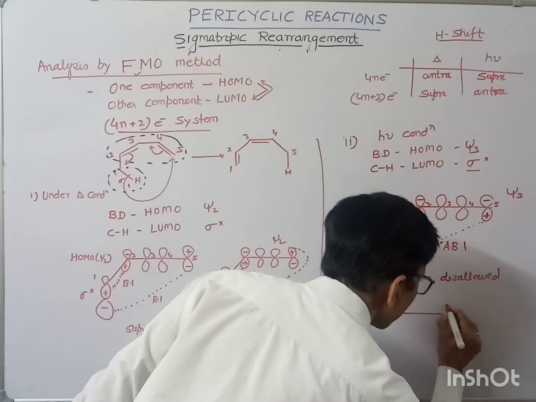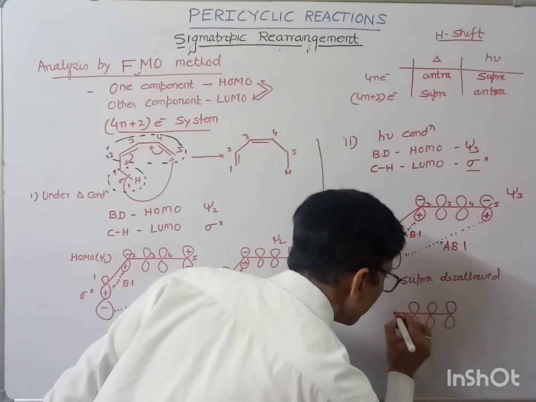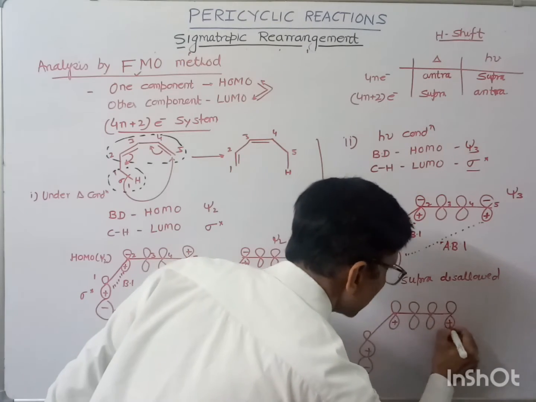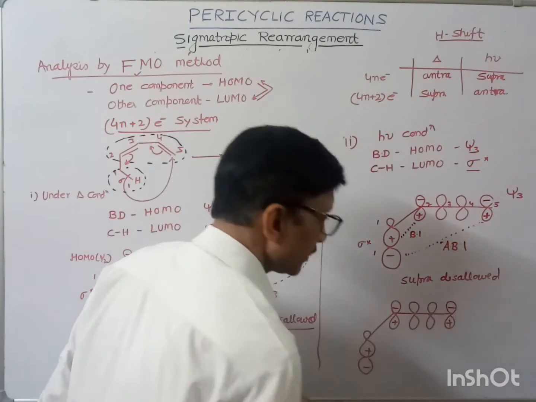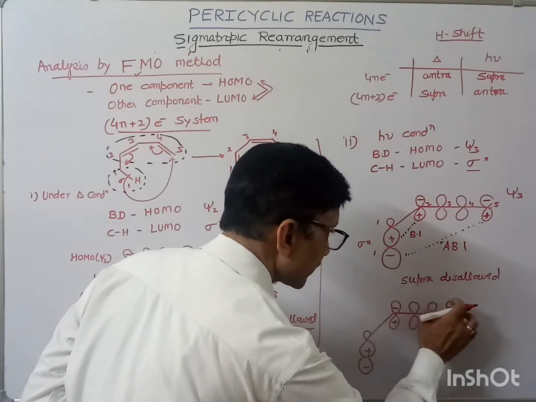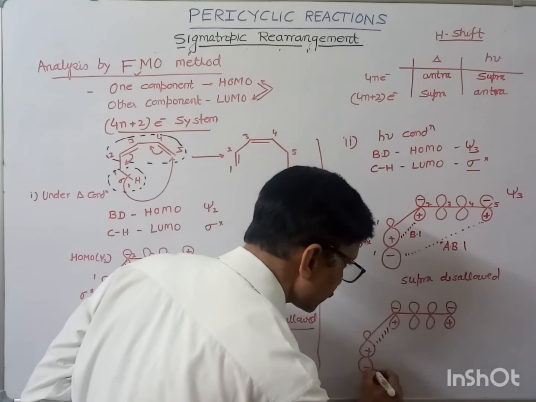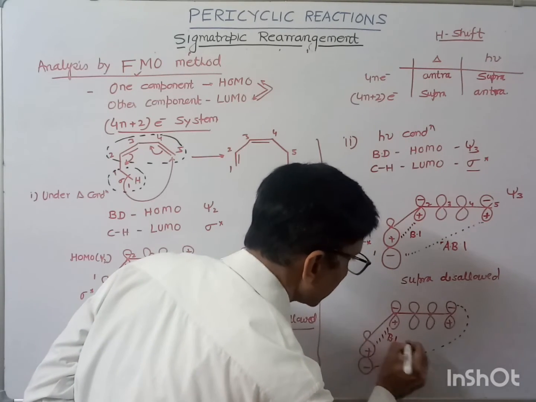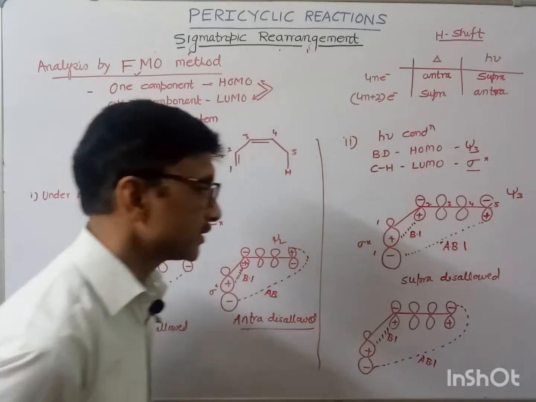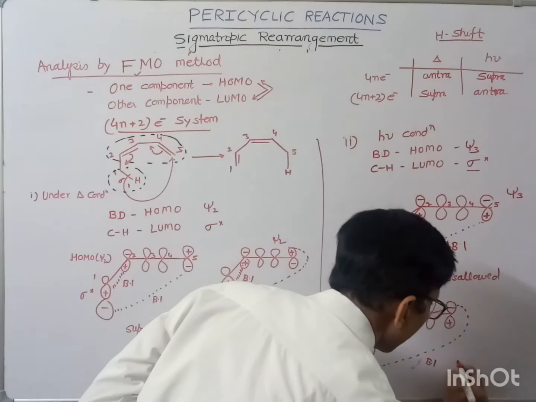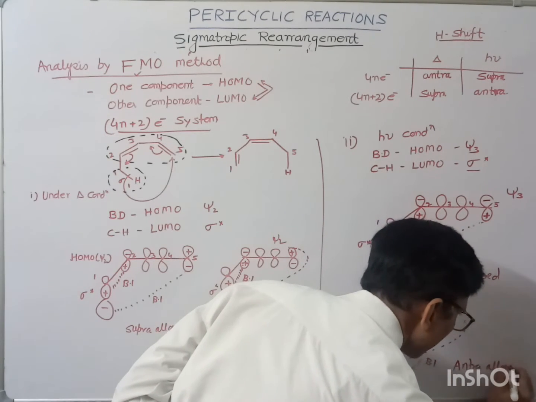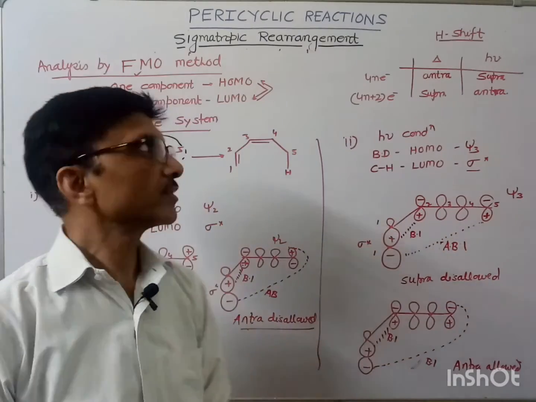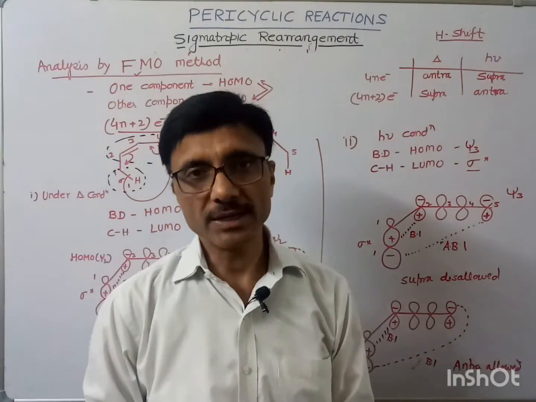So now let us see for intrafacial interaction. End orbital is having the same sign. Okay, now intrafacial interaction, these 2 lobes should interact. One is interacting with this one, and another interacting with this one. So this is our bonding interaction and bonding interaction. That's why intra is allowed. Thus we have proved the sigmatropic rearrangement by FMO analysis.